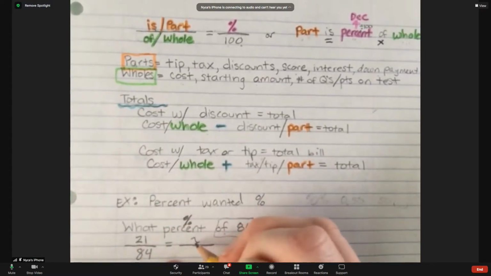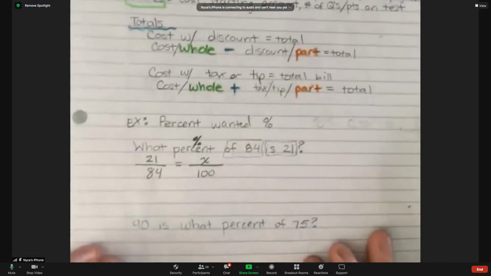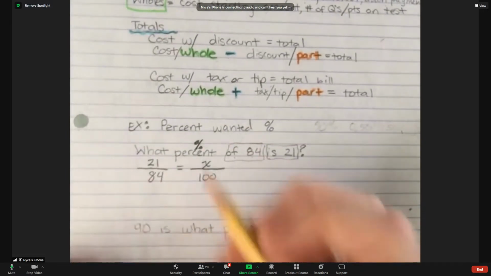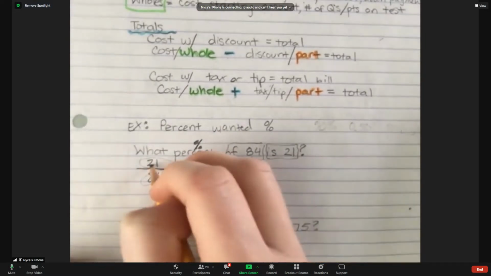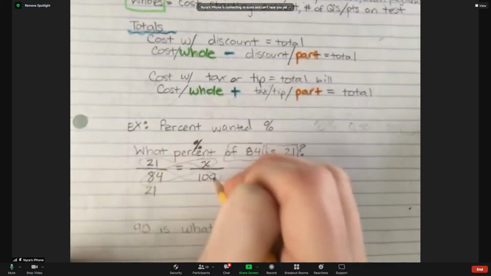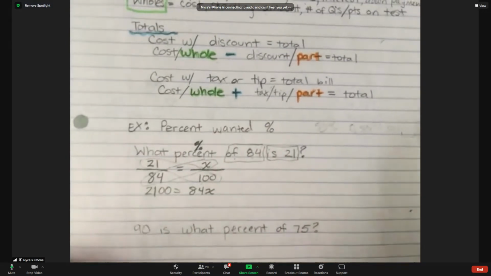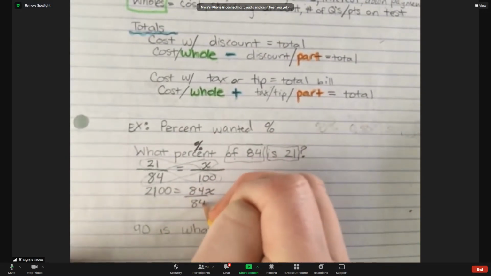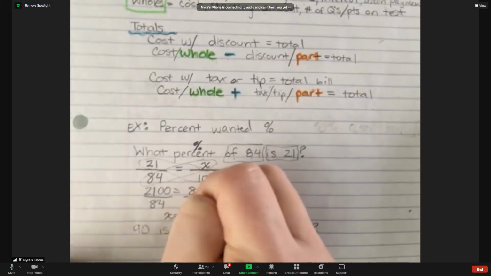Percent is what we're looking for. So I'm going to put the variable x. And percent is always out of 100. So now I know I have my problem here. And going back to the previous sections we've learned, you're doing cross products. All right, so 21 times 100 is 21, and then add the zeros. And then this would be 84x. Then once you get to this step, you would divide by 84, divide by 84. And then when you do 2100 divided by 84, you get 25. So x is 25.